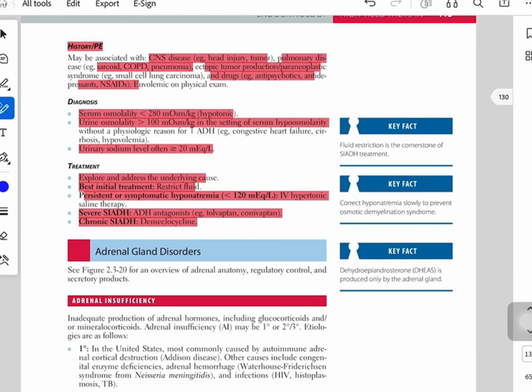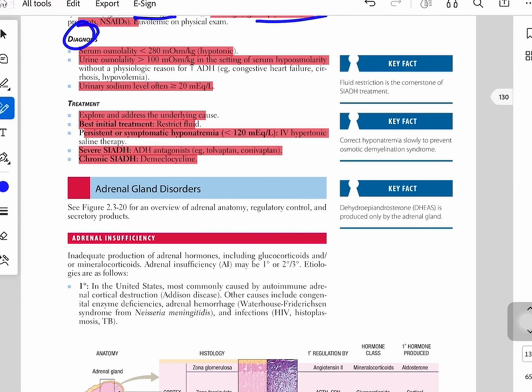Okay, next, it may be associated with CNS disease. I have discussed brain injury, pulmonary diseases, sarcoidosis, COPD, pneumonia, and ectopic production, the most common cause being paraneoplastic syndrome. I have discussed what is meant by ectopic production and paraneoplastic syndrome, small cell lung carcinoma being the most common cause, and some drugs. Okay guys, and how will we diagnose this one? Serum osmolality will be low and urine osmolality will be high. This is very important. Here it is not written, true. Okay, urinary sodium level will be more than 20 milliequivalents per liter.